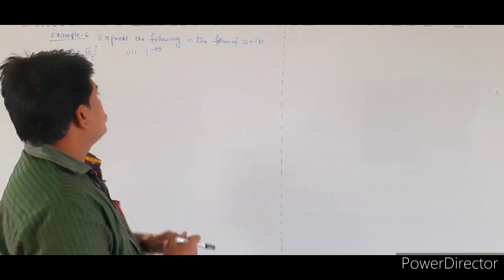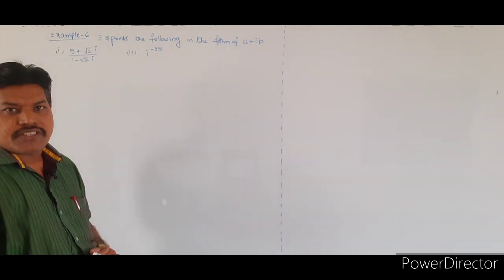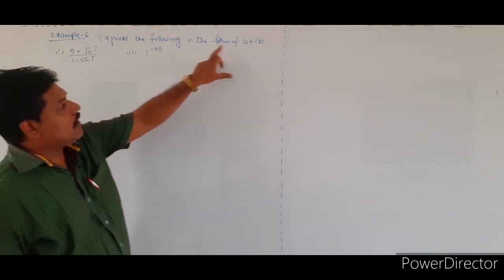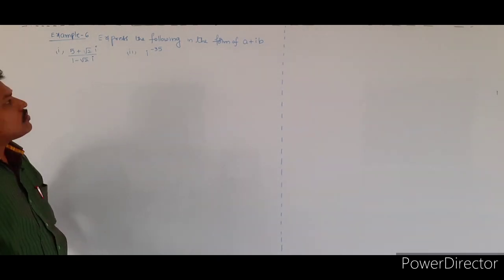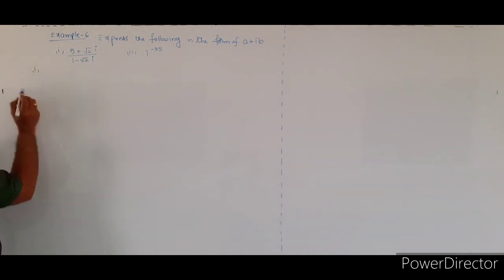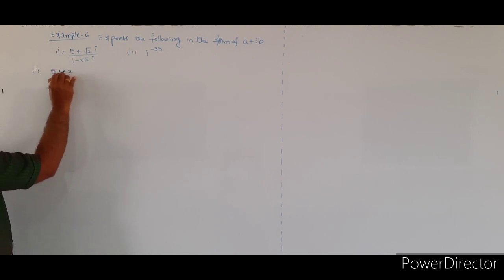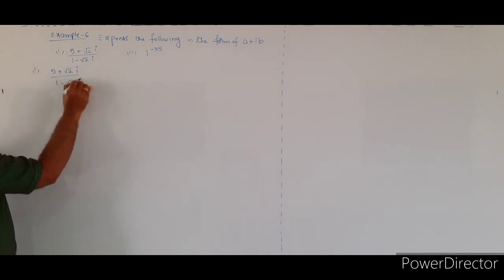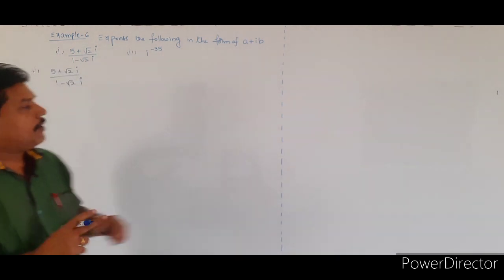See, students, see the example number 6. What is the example number 6? In this example, they are asking you to express the following in the form of a plus ib. So two questions are given. First question is here. The first question is 5 plus root 2 into i by 1 minus root 2 into i. So they are asking you to convert into the form of a plus ib.